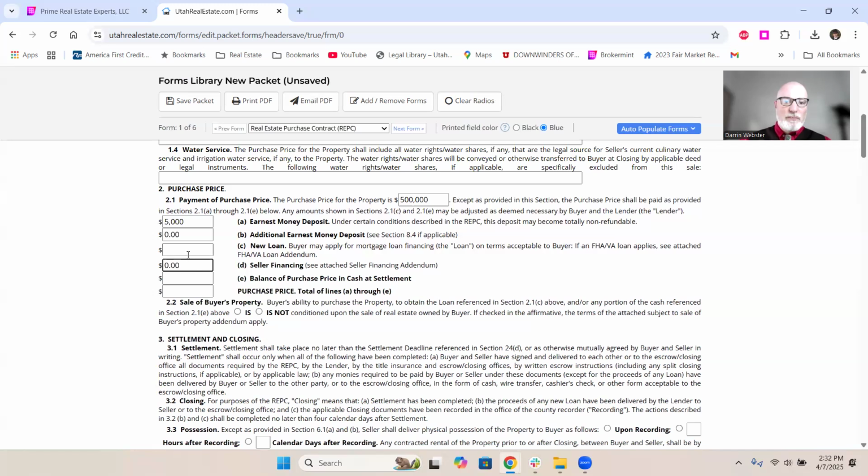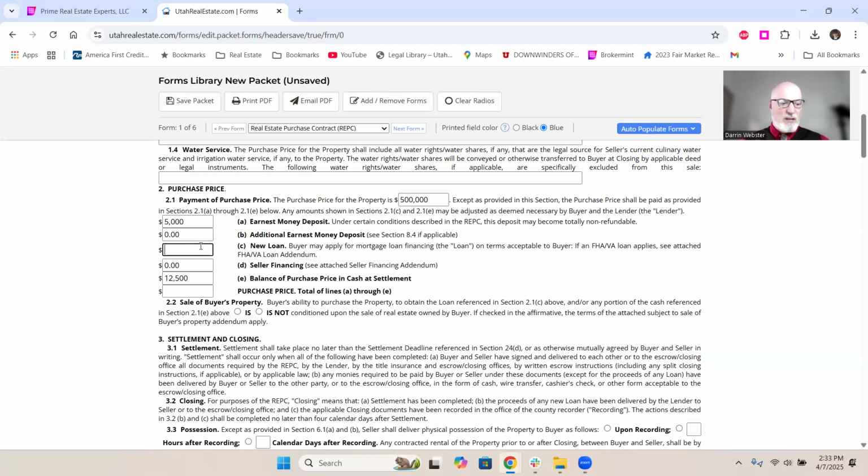Okay. Now, let's say they're using an FHA loan and they've got to do a 3.5% down payment. Okay, well, let's take a look at 500,000 times 0.035. That's $17,500 for the down payment. Well, earnest money is already 5,000 of that, so I'm going to subtract 5,000 from the 17,500, and I'm going to put that the balance due is the 12,500.